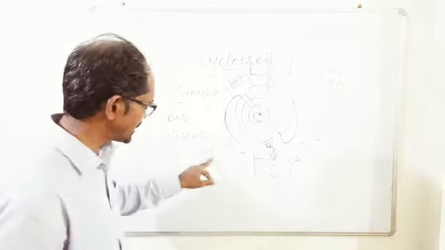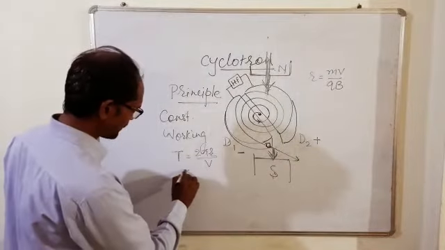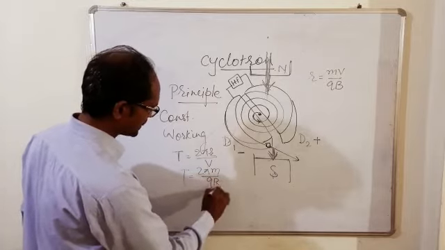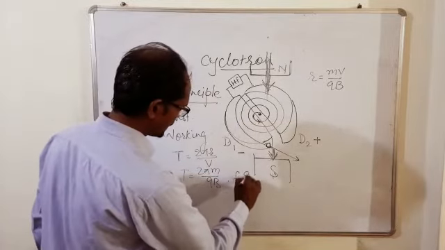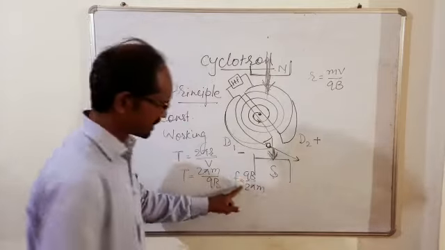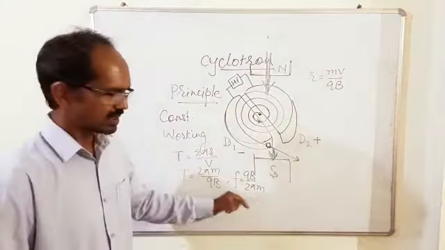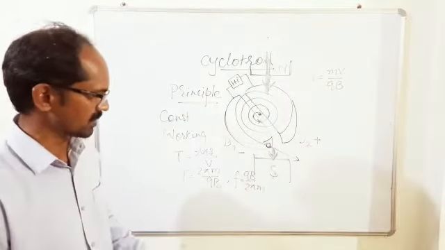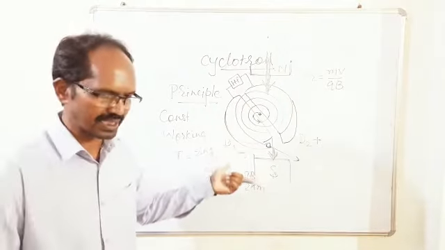If you put this relation here, then the time period becomes 2 pi m upon qB, and the frequency is equal to qB upon 2 pi m. Okay, so here the frequency does not depend on velocity. So this is the principle that we have already told. Okay, and the working I have already explained.